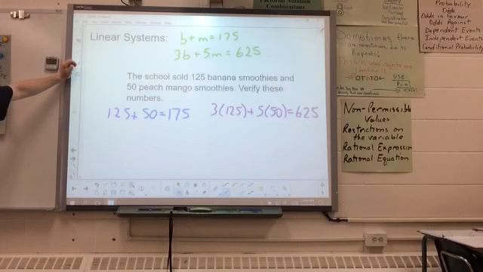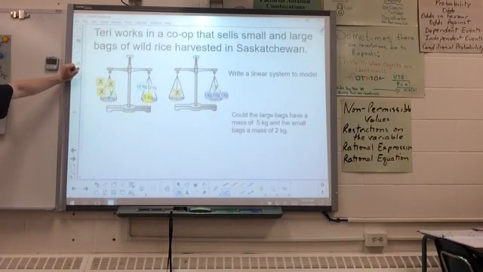Okay, so do both equations work? Yep. All right. Last question. So, I need a linear system here.